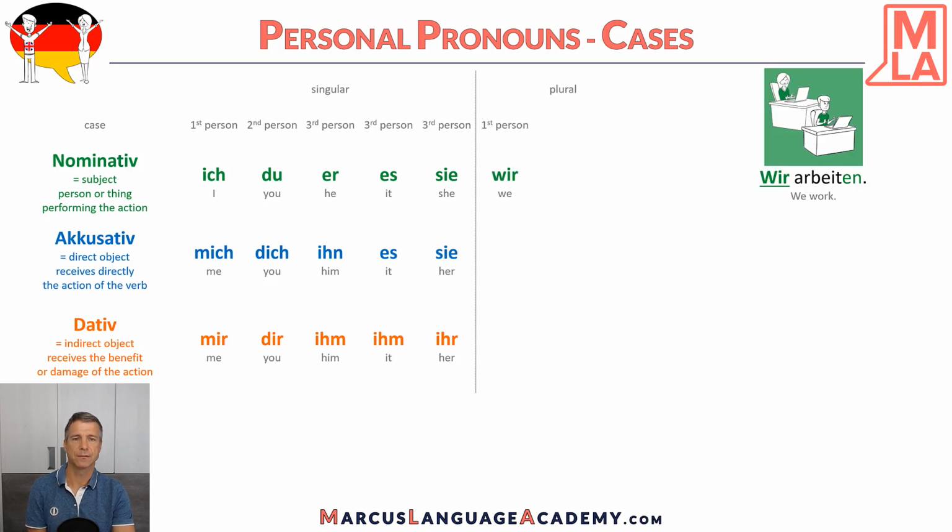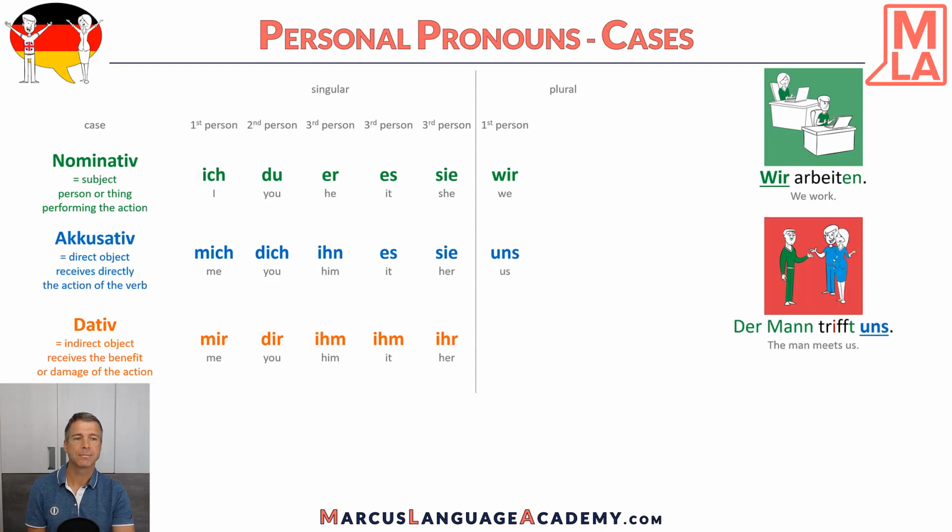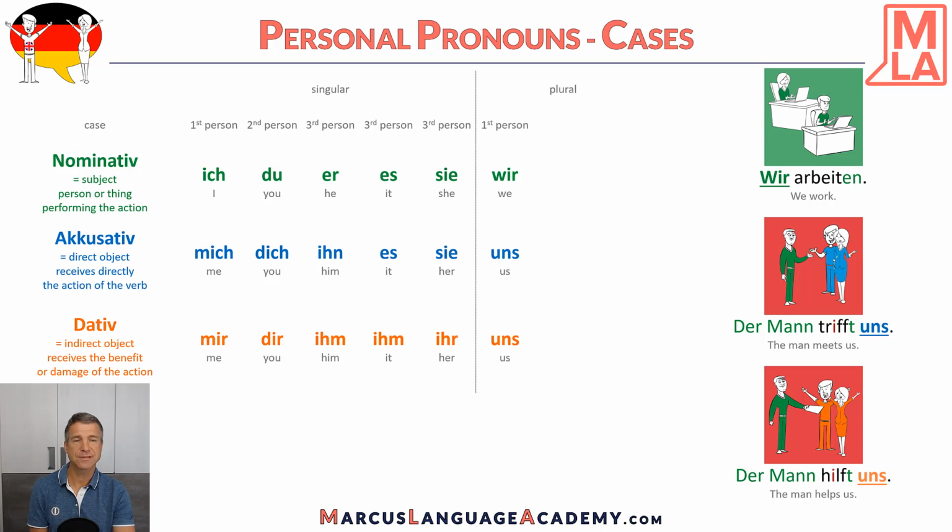So let's see the first person in plural. Here it is wir arbeiten, okay? We work, wir arbeiten. Accusative, der Mann trifft uns. Us, uns. And dative, the same. Der Mann hilft uns. The man helps us.